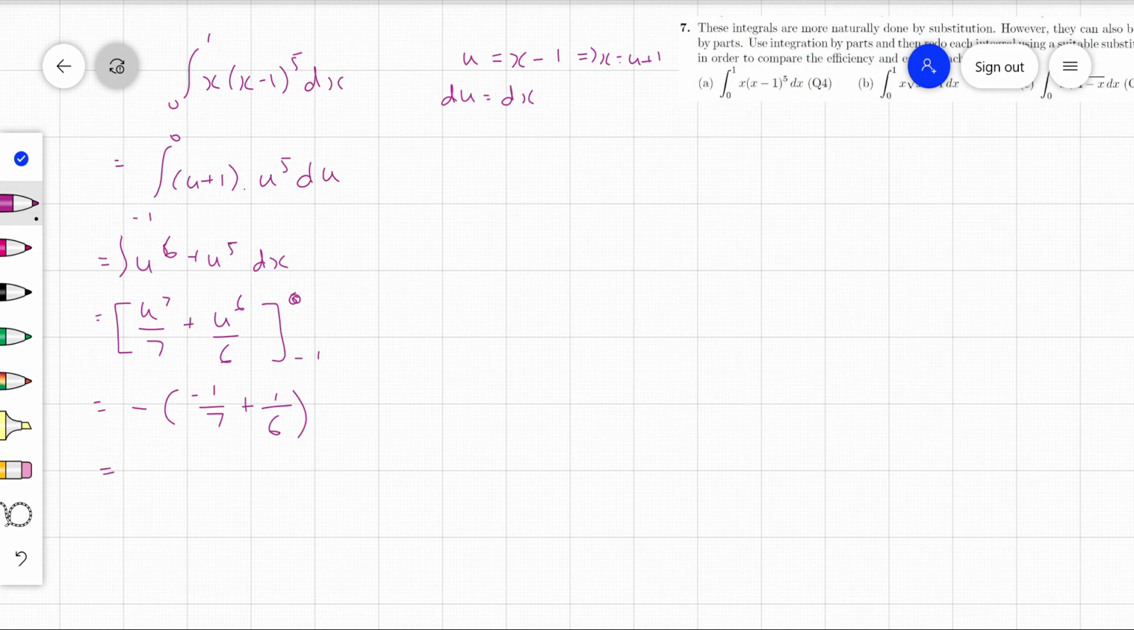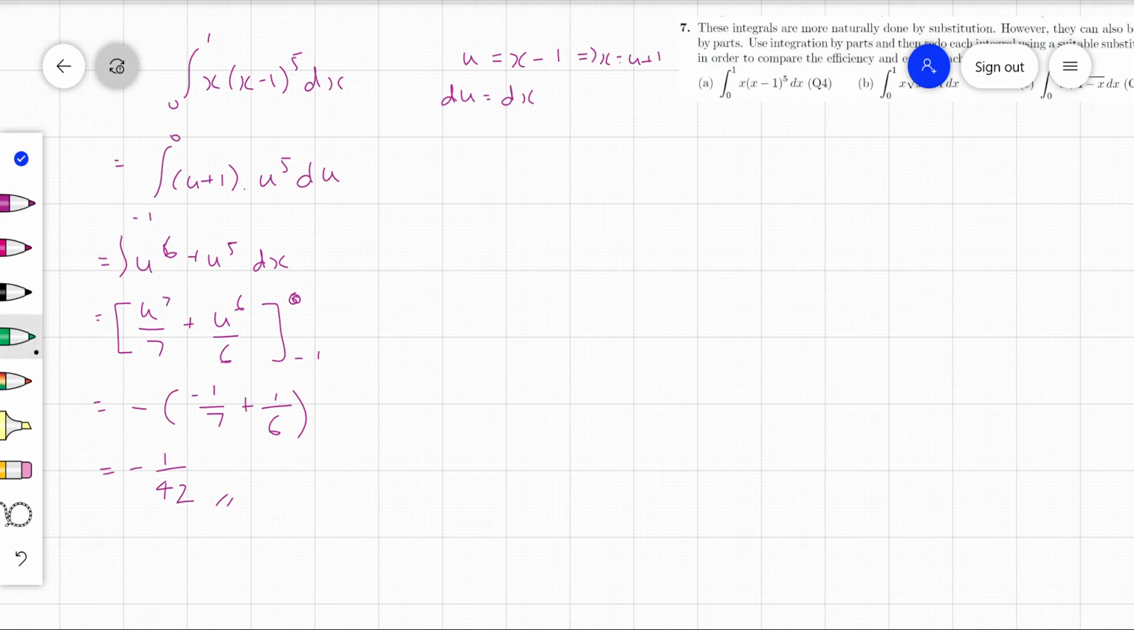All right, so then you could do that in your calculator, or you can make a common denominator of 42 and see you'll get the minus 6 plus 7, and then you've got the negative out the front, so don't forget that. So I've got a negative 1 on 42. All right, so that's by substitution. Let's see if by parts is any quicker or not.